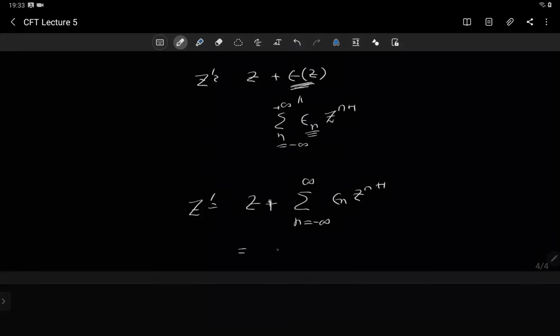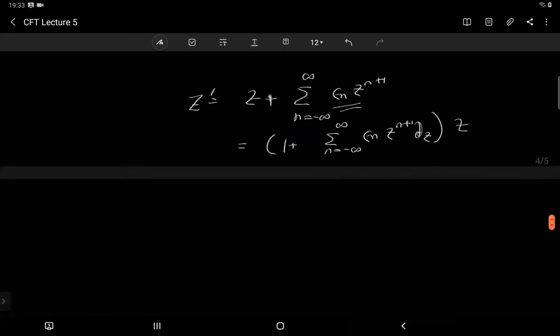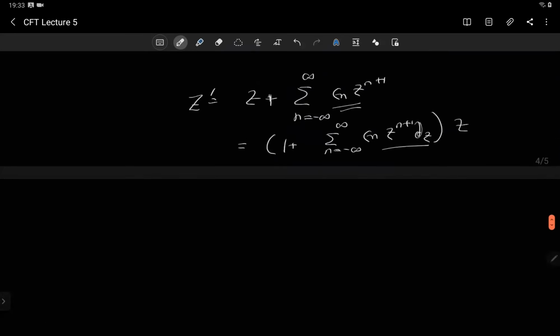We had discussed this earlier also: whatever this thing is, you just add a derivative. So you can write this as the sum over n from minus infinity to infinity of epsilon n z^(n+1) d_z acting on z. As I said, the generator is just this quantity, and we define l_n to be minus z^(n+1) del_z. This minus is just a convention.